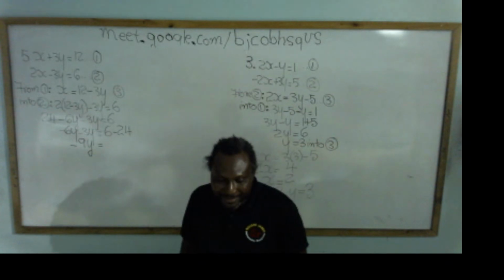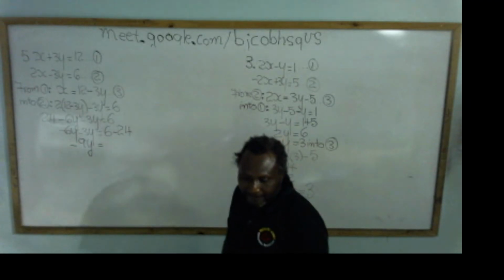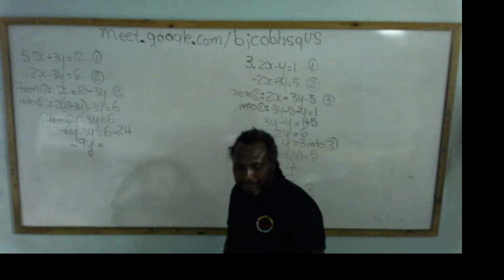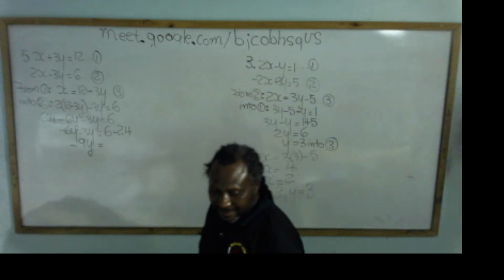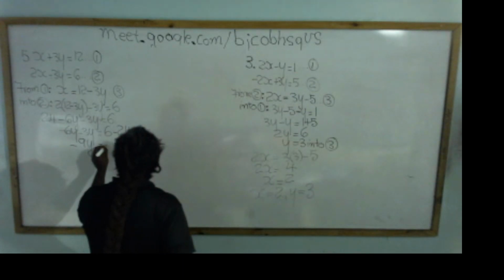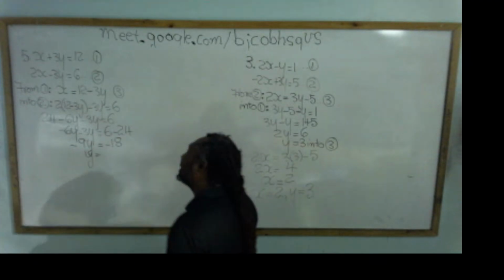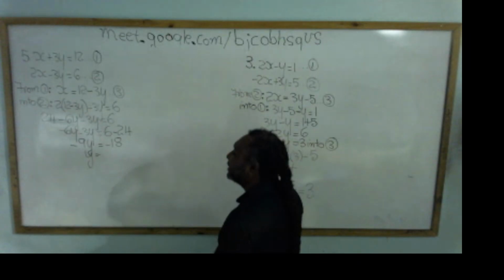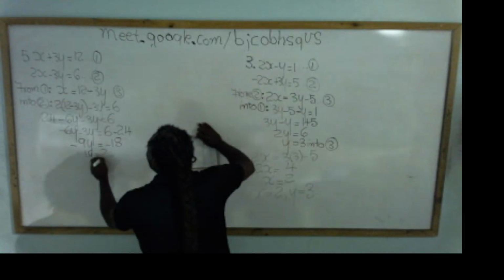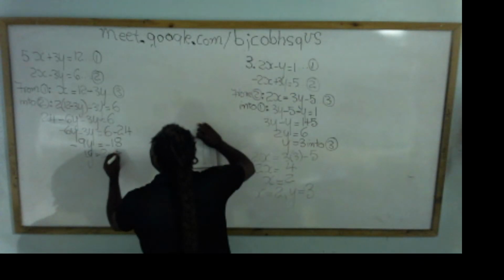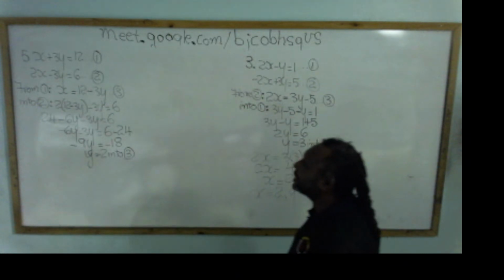Yes, the negative 9 is fine. 6 minus 24 is negative 18. So y is equal to negative 18 divided by negative 9. Negative divided by negative is positive, and 18 divided by 9 is 2. And we put that into equation 3.